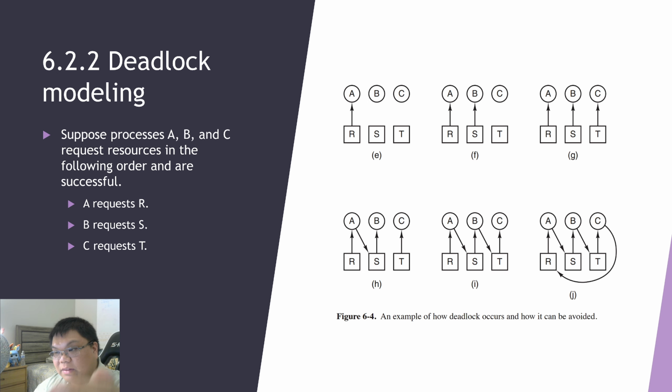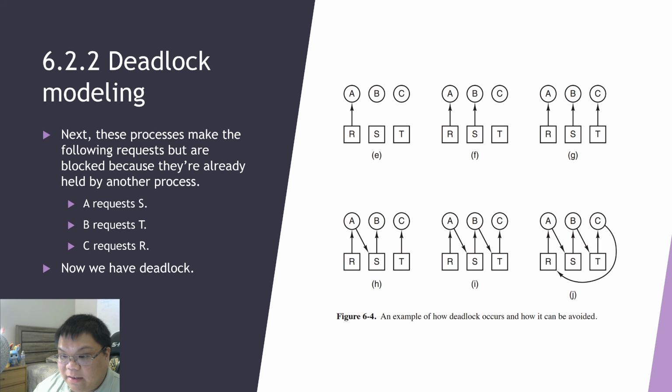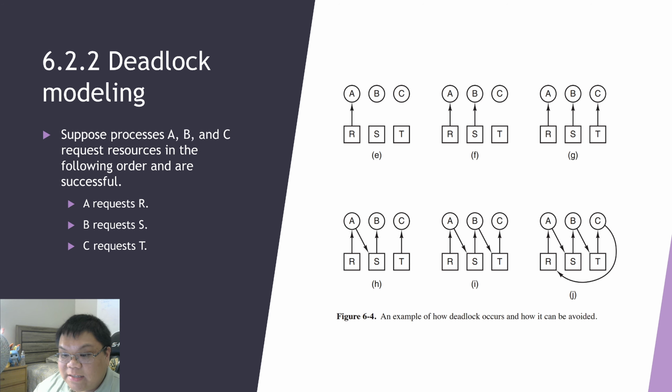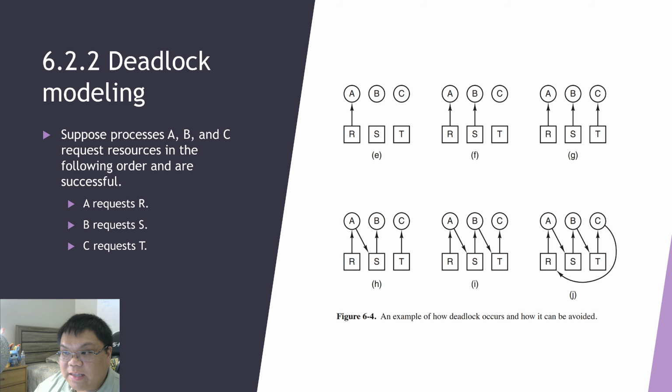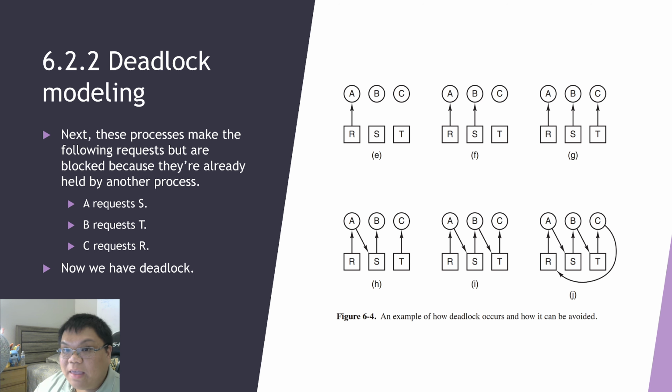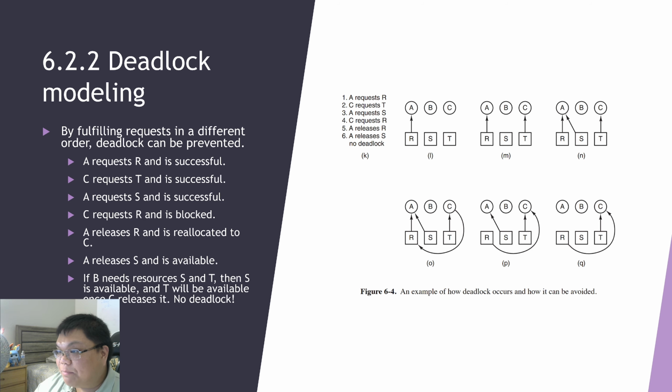So remember, the requests are as follows. Process A needs resource R and S. Process B needs resource S and T. Process C needs resource T and R. If we just fulfill those in that order, we get deadlock. If we fulfill them in a different order, then we can prevent deadlock.